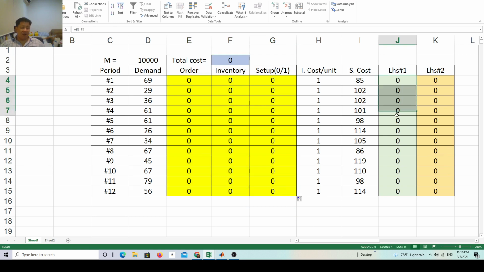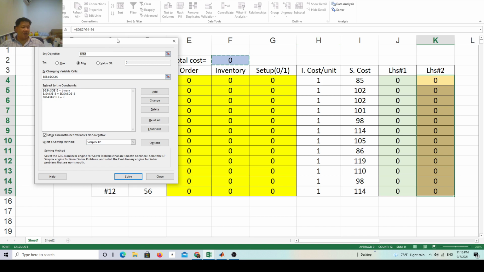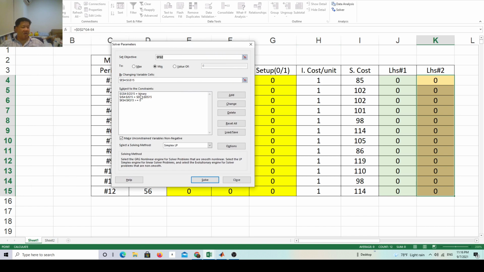Satisfying the constraint here, the left hand side has to be equal to the demand, and left hand side 2 has to be greater than or equal to 0. And that's what appears in the solver model here. Okay, all variables related to setup have to be 0, 1. And the left hand side 1 is equal to the right hand side, and the left hand side 2 is greater than or equal to 0. And we chose the simplex LP.